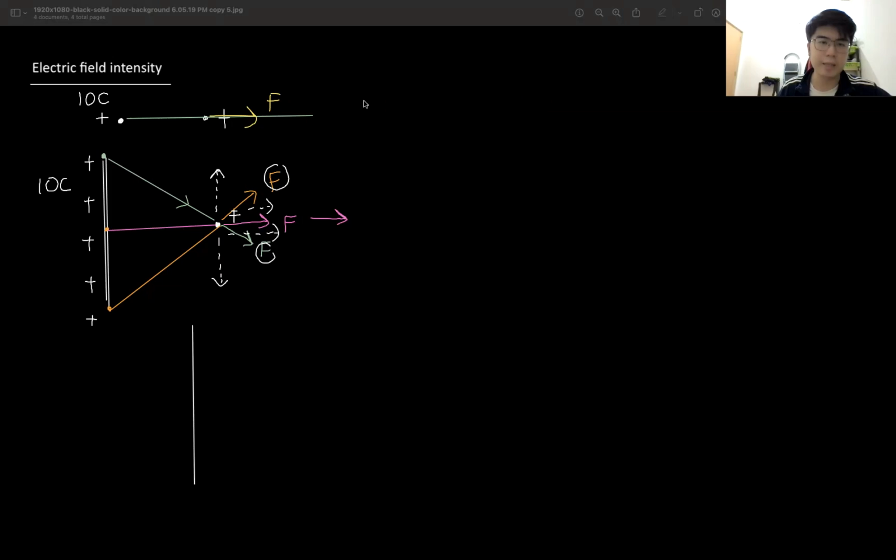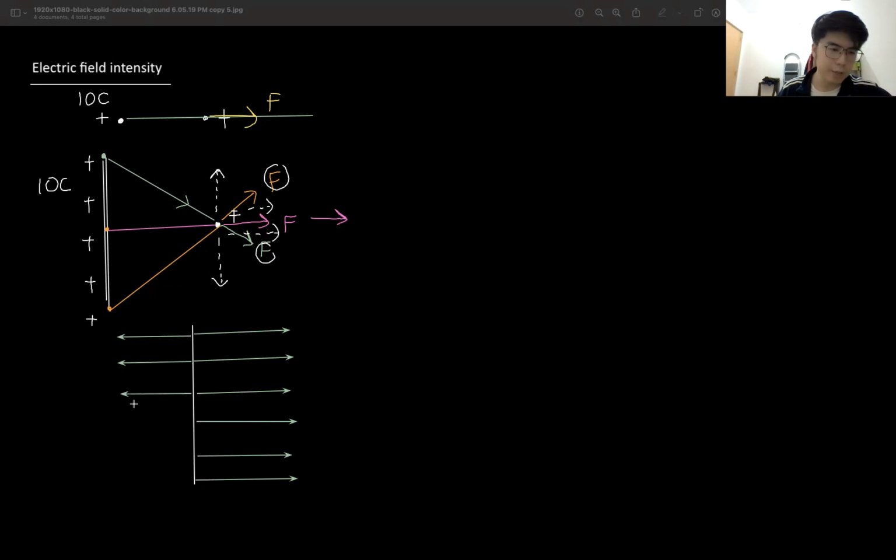So for a line of charge, how does the field look? It actually looks like this, all extending out horizontally like that. That means if you put a test charge nearby, it will go in this direction.